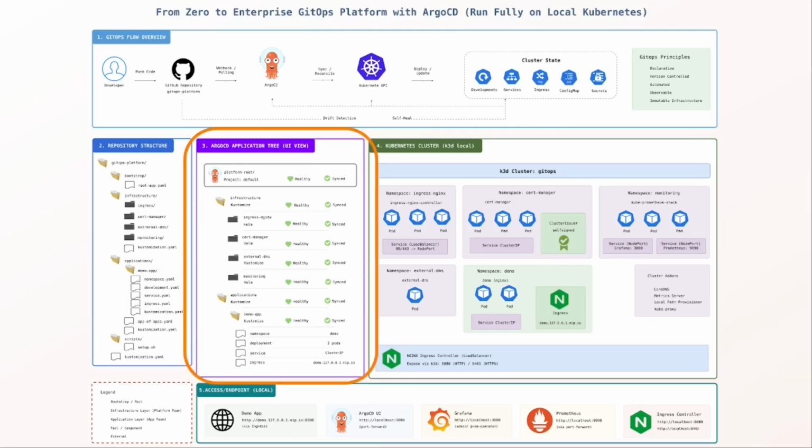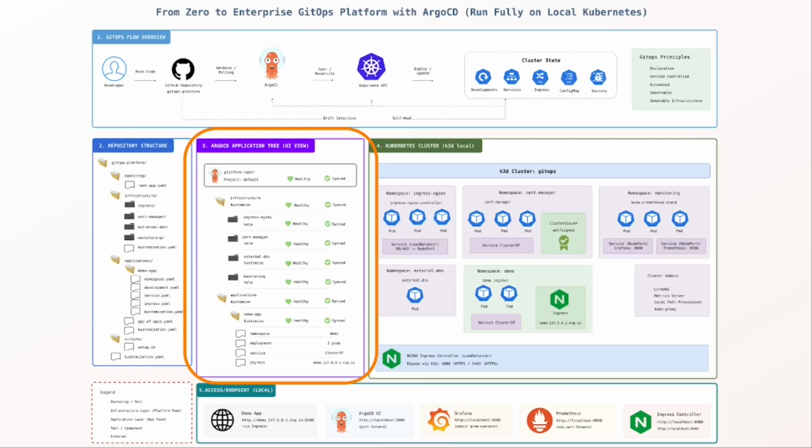ArgoCD application tree overview. This project uses the app-of-apps pattern in ArgoCD to organize and manage the Kubernetes platform in a structured way. At the top level, the platform root application acts as the parent application. It points to the infrastructure directory in the Git repository and becomes the central controller for the entire platform. The application tree looks like this.